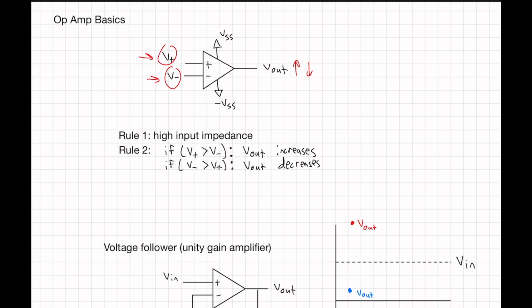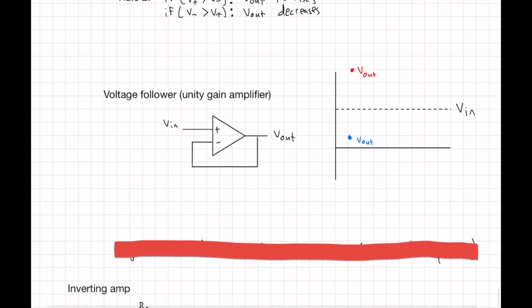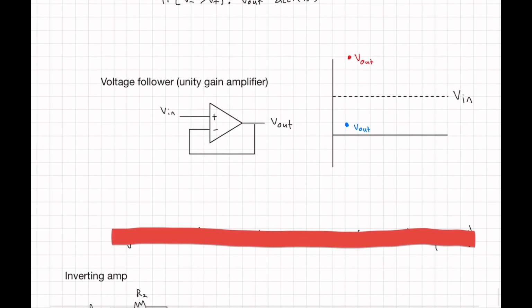The first thing that I like to do is talk about the voltage follower. This is our first example of negative feedback, and it's a nice example. So let's think about what happens if V out is greater than V in. In that case, V minus is greater than V plus, so V out will decrease, and we see a decrease down towards V in.